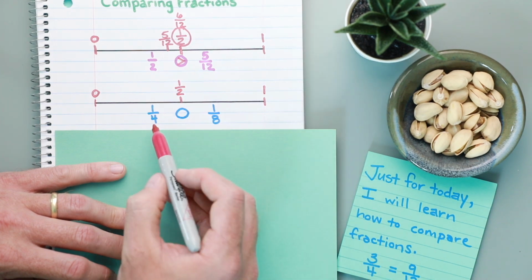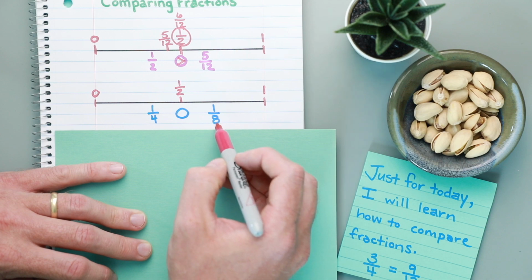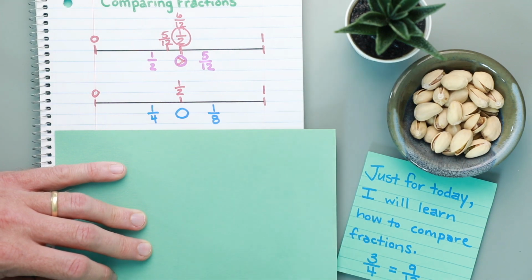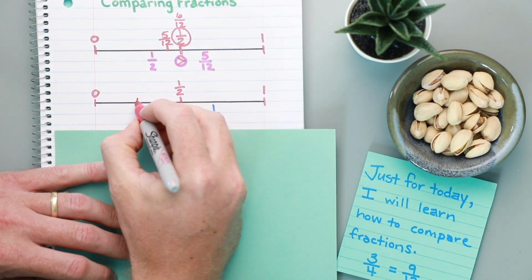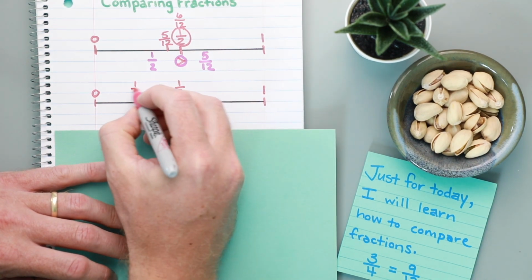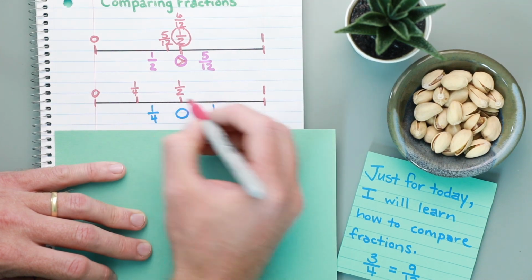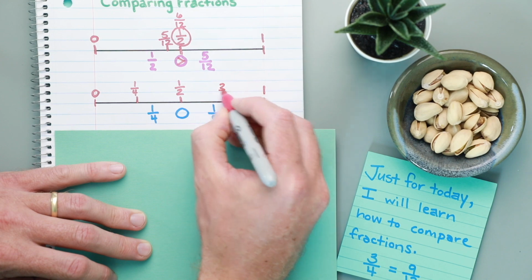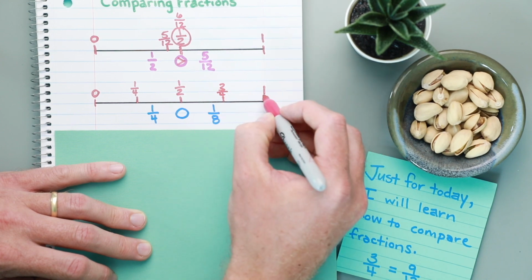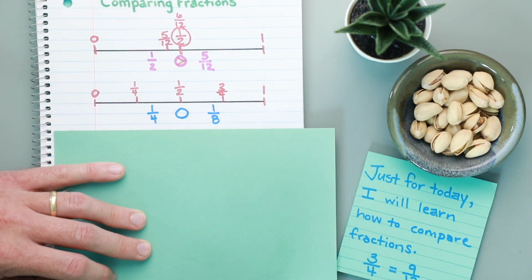Let's see if that helped. 1/4 is something, then 1/8. I'm not seeing it. But I've got a trick. I can split this up into fourths as well. 1/4, this would be 2/4, 3/4, and finally 4/4 would go over here.